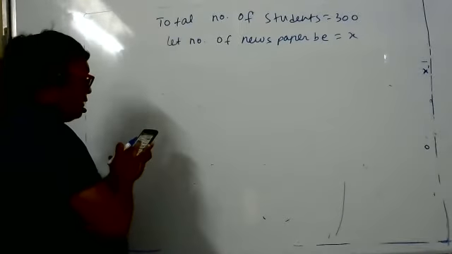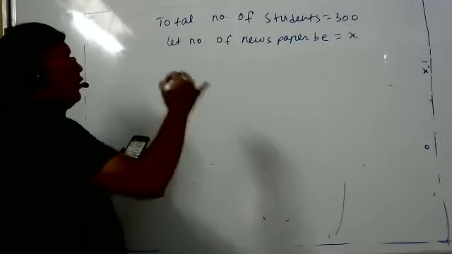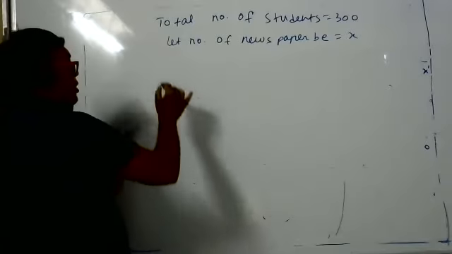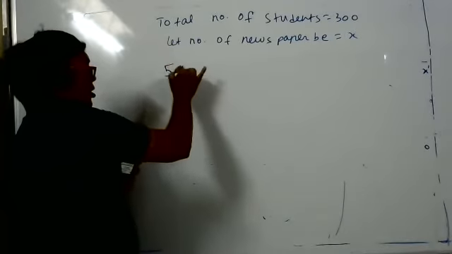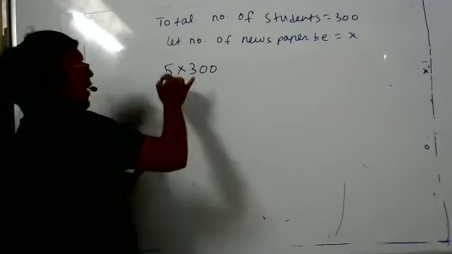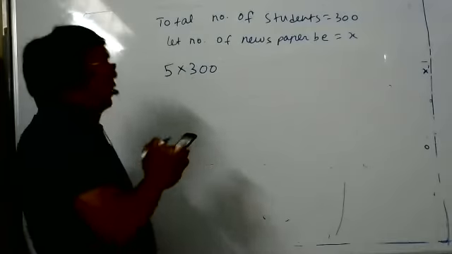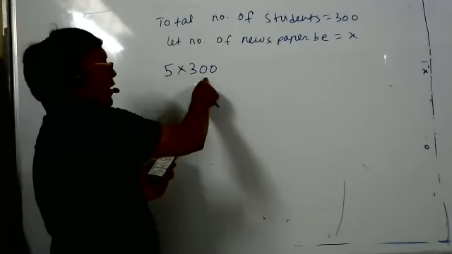In a college of 300 students, every student reads 5 newspapers. Each student reads 5 newspapers. So in one way, how many newspapers? In one way, we can simply do 5 into 300, that many newspapers. But there is a twist. 300 students each read 5 newspapers, so 5 into 300 newspapers.